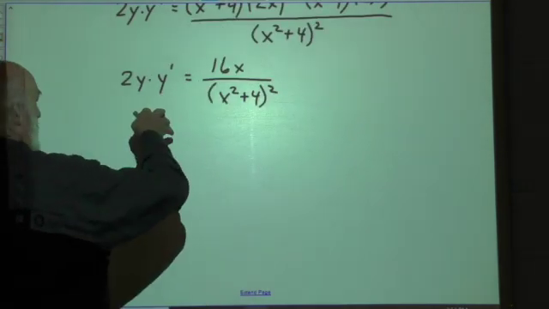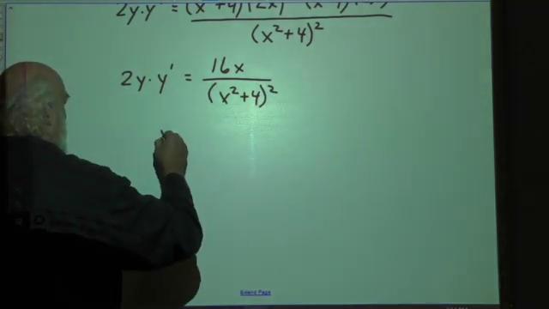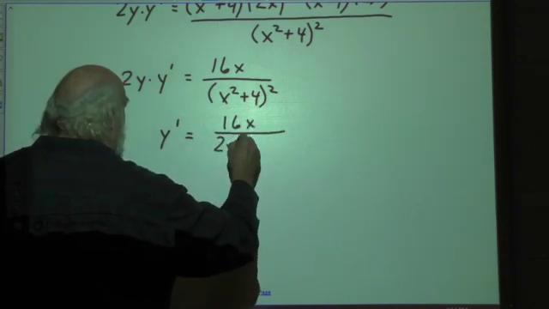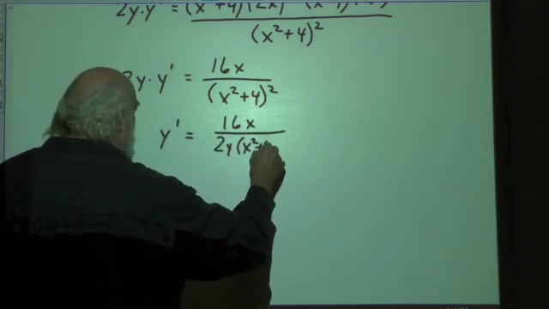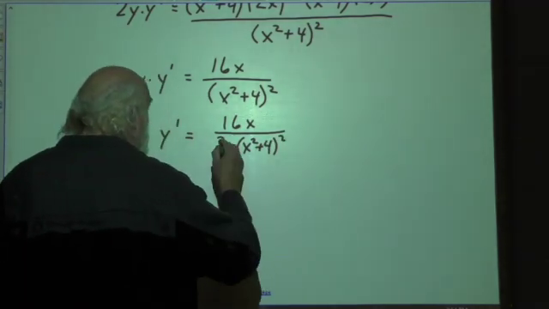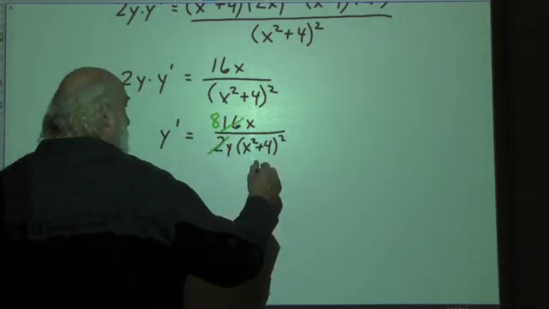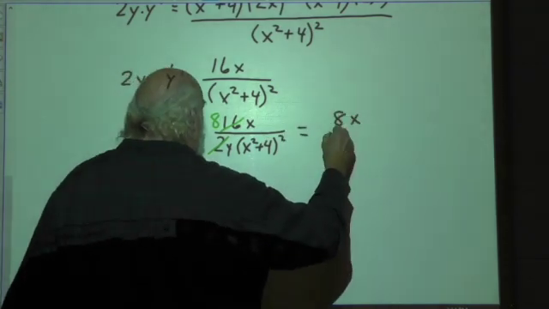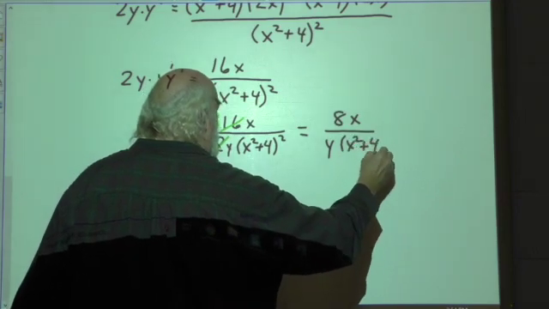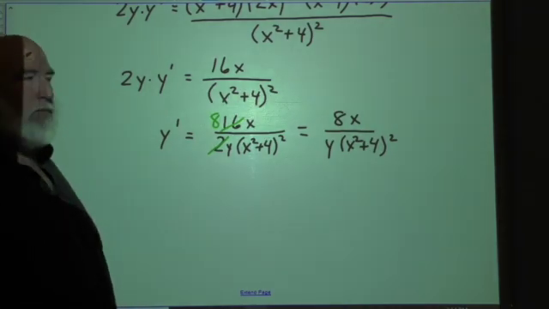At this point then to get y prime by itself, we divide both sides by 2y. So y prime equals 16x over 2y times x squared plus 4 quantity squared. Well, we can factor out 2, and the 16 leaves us 8 on top right here. So this is going to give us 8x over y times x squared plus 4 quantity squared. So there's our equation for the derivative.